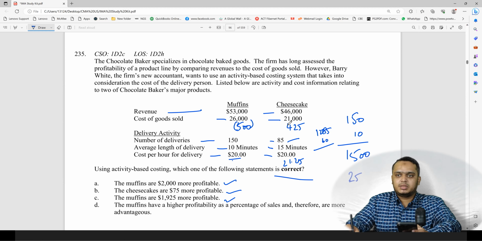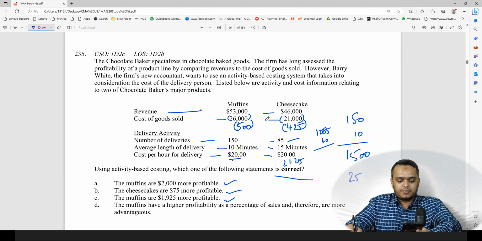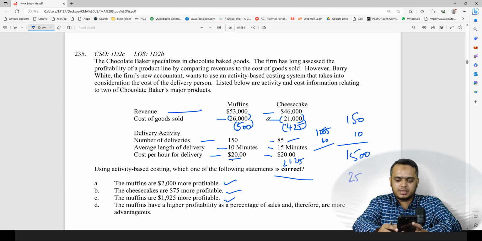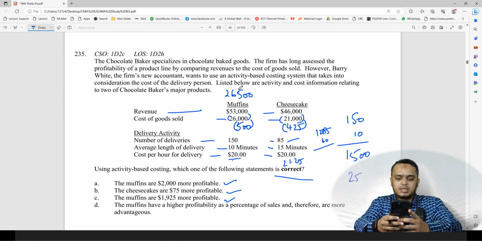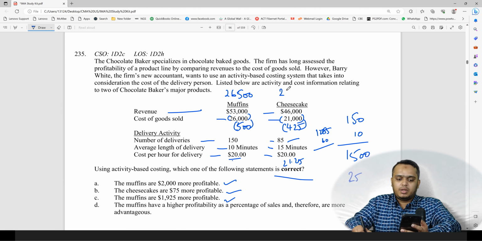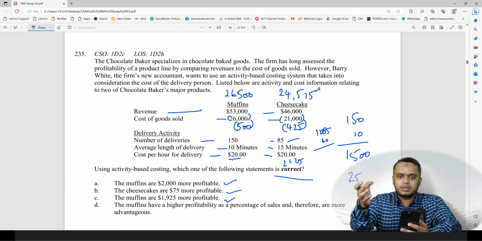So let us just minus this, and this all. This cost of goods sold also, let me minus it. Okay, so let me just answer here. 53,000 minus 26,000 minus 500 equals 26,500. That is my profit here. And then here, 46,000 minus 21,000 minus 425, I get 24,575.